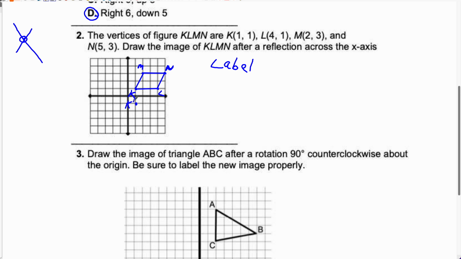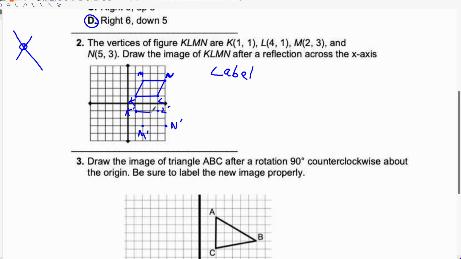And then do the same thing with all the other points. So L, you would count down to the line and then across the line 1. So L prime. N, 1, 2, 3, 1, 2, 3. N prime. And then M is 1, 2, 3, 1, 2, 3. M prime. And then draw the shape. Don't forget to connect the dots. We are not translating just dots, we are translating the shape. So get it all in there, get it labeled properly, right?